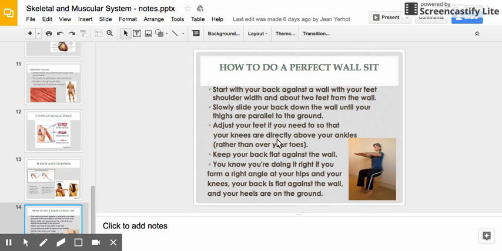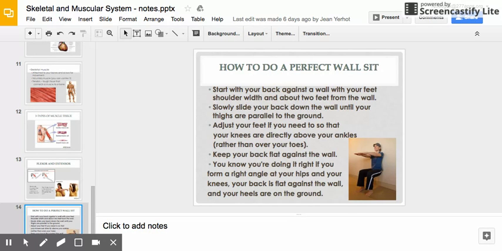A wall sit is a great way to test out your muscles and feel how they're working. So to do a perfect wall sit, you can practice this with me. Start with your back against a wall, feet shoulder width apart and about 2 feet out from the wall. Then slowly slide your back down the wall until your thighs are parallel to the ground. Check to see that your knees are directly over your ankles, not over your toes. Keep your back flat against the wall.